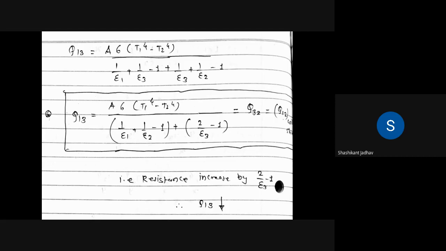Understand, the heat transfer from 1 to 3 will be the same as the heat from 3 to 2, and the same heat from 1 to 2. So therefore the equation of q13 is equal to q3 to 2 and that is equal to q1 to 2 also is there. Okay, so this is the equation when there is a radiation shield is there.